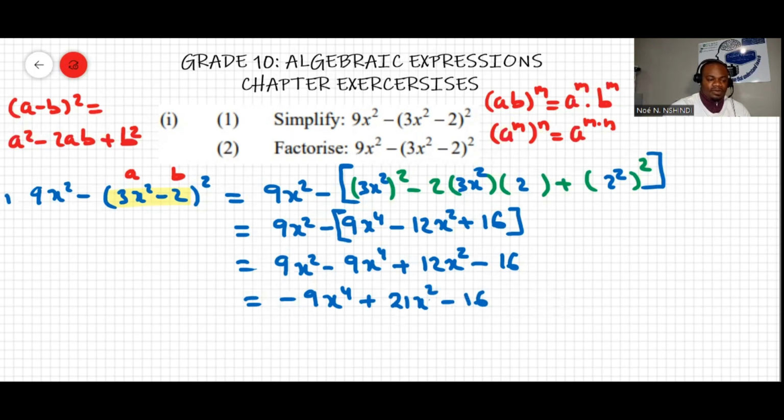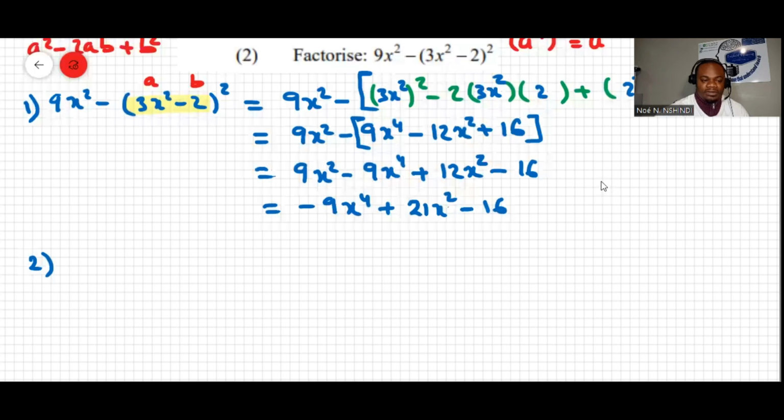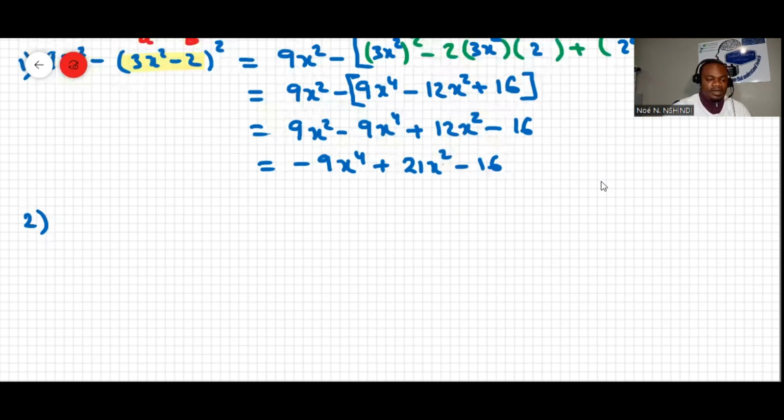Now that was question 1, and then question 2 says factorize. Okay, let me write it over here. We have like 9x squared minus 3x squared minus 2 to the power of 2.